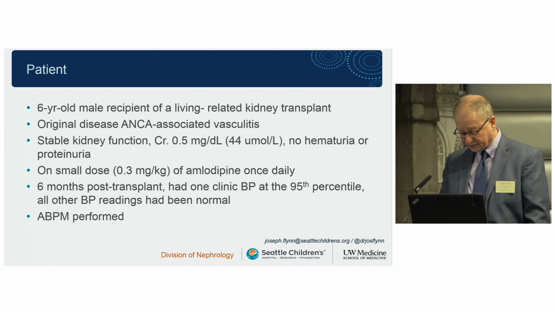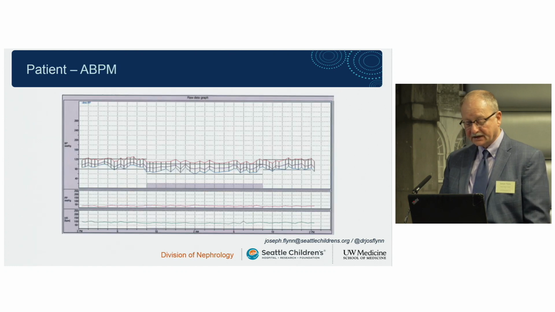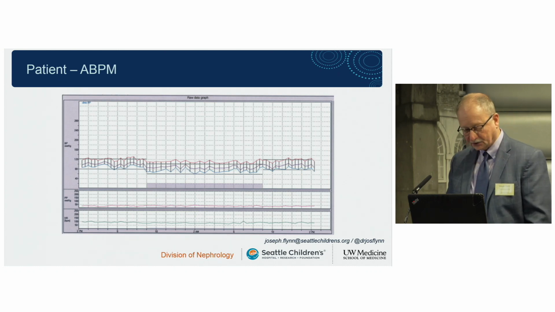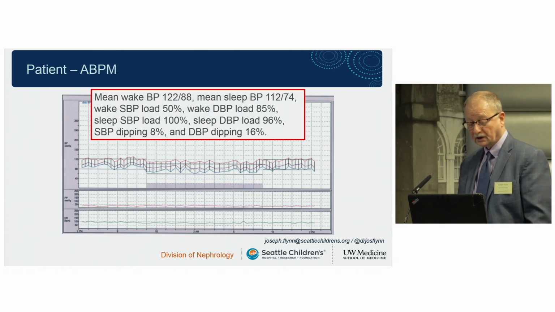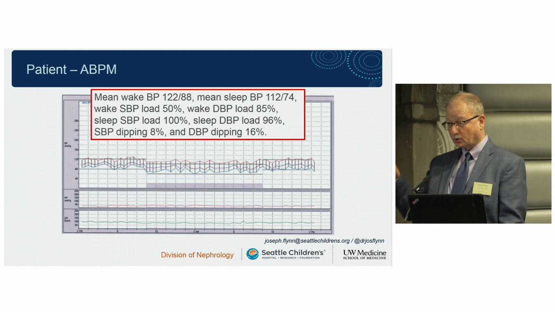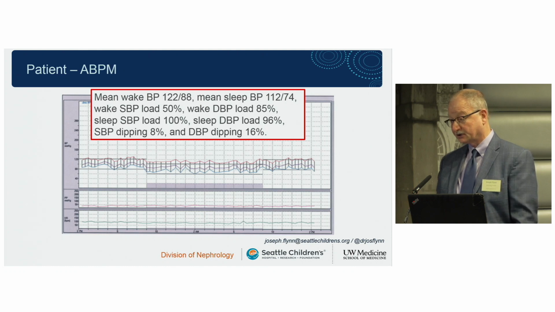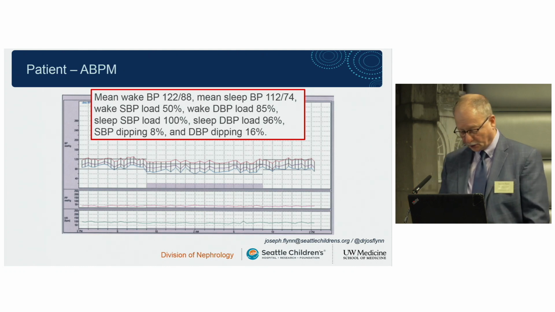All of his other readings had been normal. So we did his ambulatory blood pressure study, and this is his study, which I know it's too small for you to see. So what it showed was, remember, this is a 6-year-old boy. His mean awake blood pressure was 122/88, mean sleep blood pressure 112/74. His blood pressure loads were between 50 and 100%. He had blunted systolic blood pressure dipping.